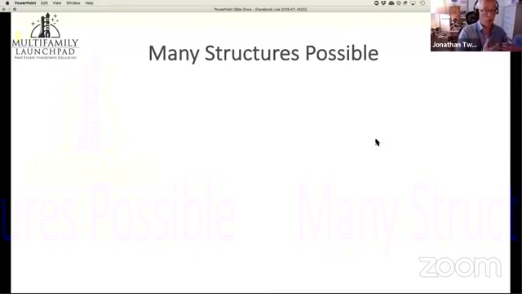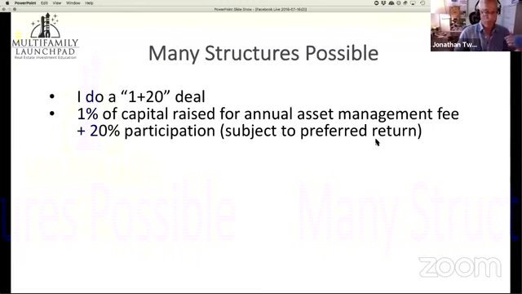And so I'm going to show you what it is that we do. Now, I'm not saying this is the only way to do it. That preferred return 50-50 split is a very common, tried and true, completely acceptable way of doing things. So there's nothing wrong with that. But what I do is call the 1 in 20 deal. And this is based on a private equity model where it's a 1% asset management fee and 20% of the upside. Now, this is subject to a preferred return still.